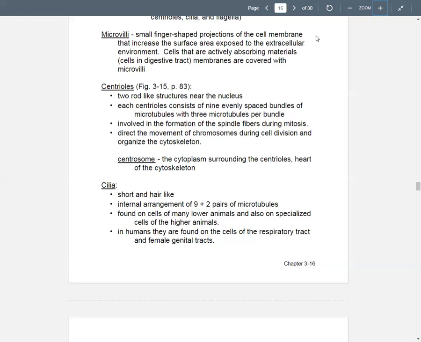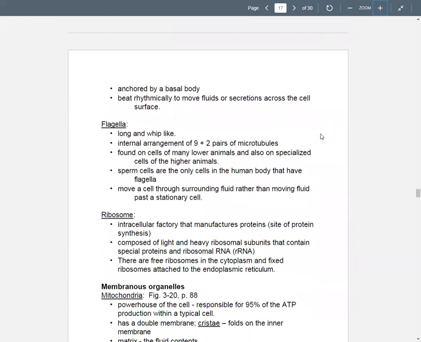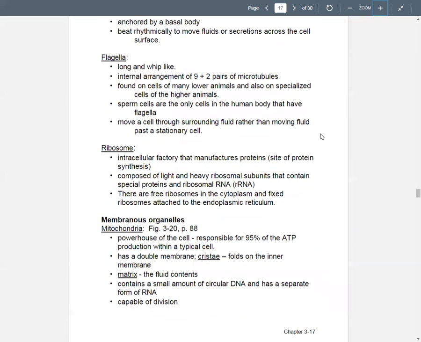So where do you find them in humans? We mentioned the respiratory tract. You also find them in the female genital tract as well. How are they anchored to the cells? They have a basal body that anchors them. And how do they move? Well, they beat rhythmically, okay? And they help to move fluids or secretions across the cell surface.